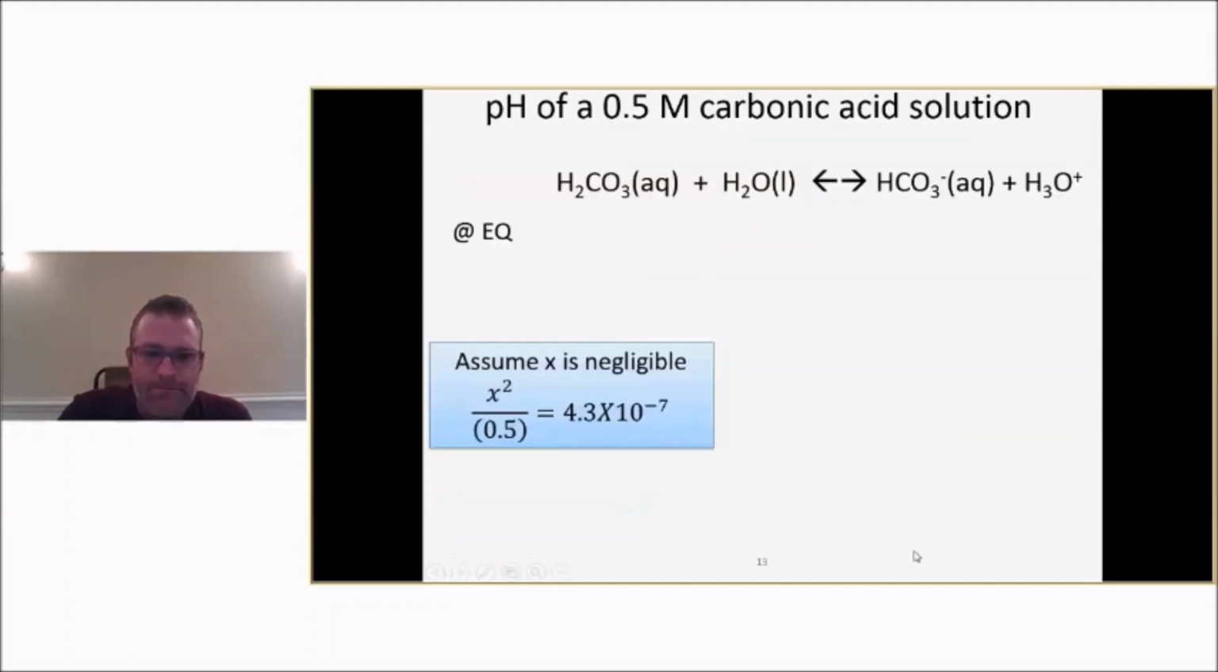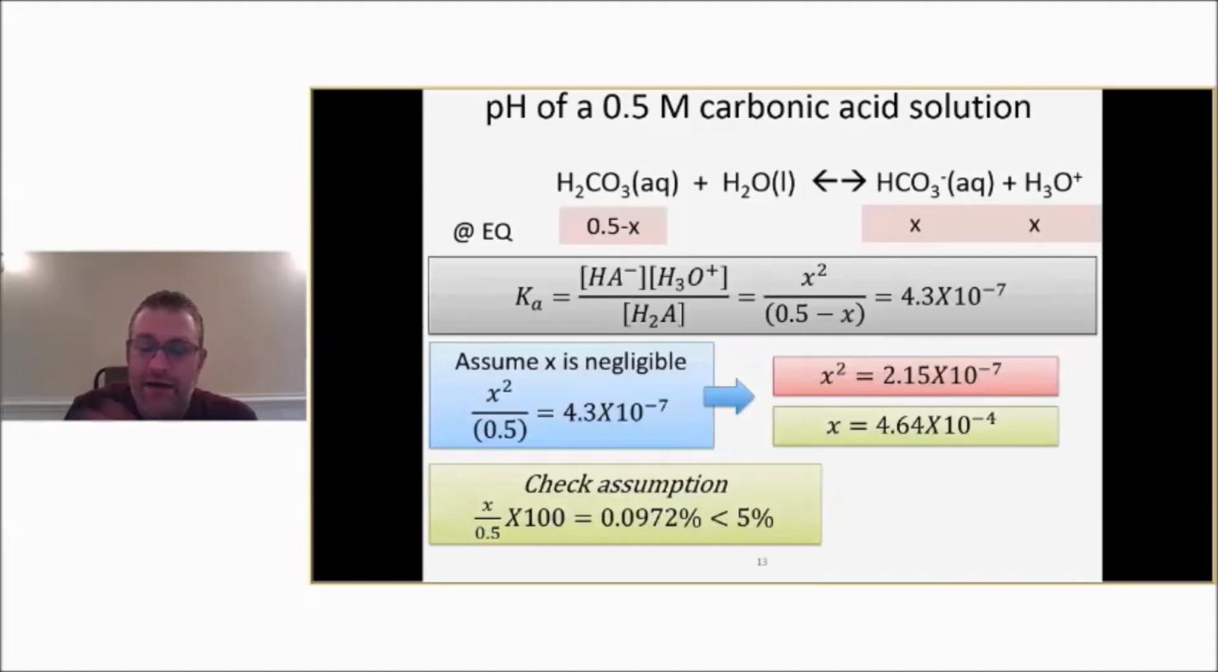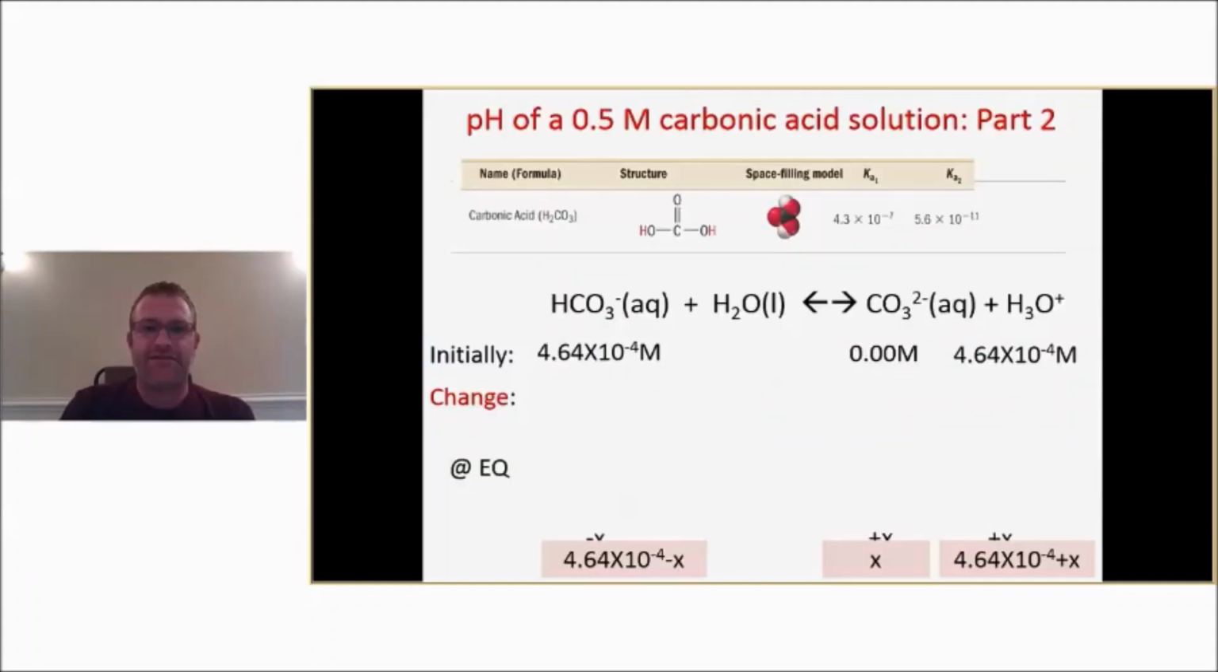If we assume X is negligible, we have this expression, which gives us an X of 4.64 times 10 to the minus fourth. Given that our initial was 0.5, we did check our assumption, and the assumption is less than 5%, so we are okay. And we can say that the H3O plus concentration from our first equilibrium is 4.64 times 10 to the minus fourth. Now we can move on to an ICE box for our second equilibrium.